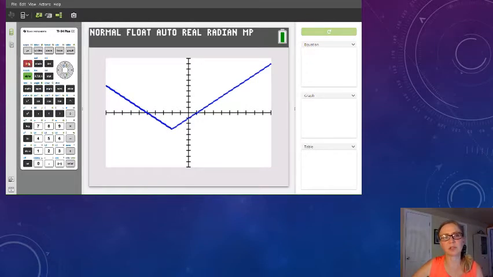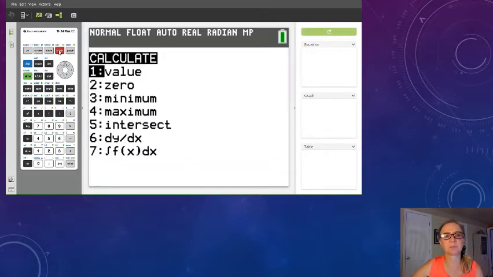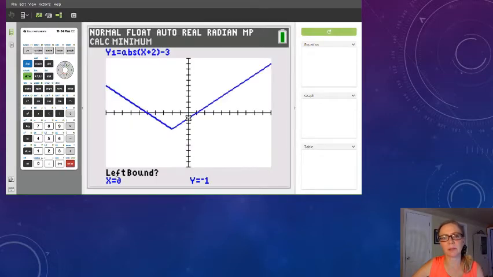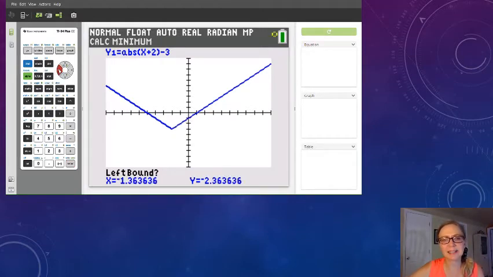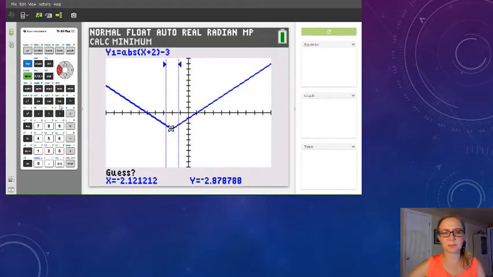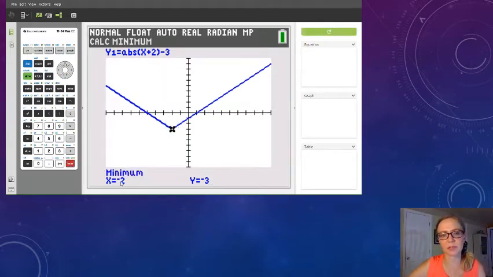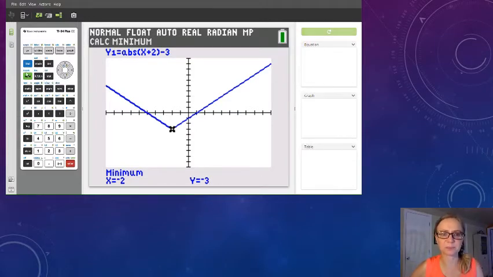That little point I just circled is called a vertex, and it happens to be at the bottom of the graph, so it's a minimum. Now notice the calculator wants me to enter a left bound. So I need to get to the left side of the point I'm looking for and hit enter, and it builds this wall. Now I'm going to go to the right side and build a wall. That's the right boundary. And then it wants me to make a guess. Then I hit enter and it gives me the minimum, which is also called the vertex. So -2, -3 is the vertex.